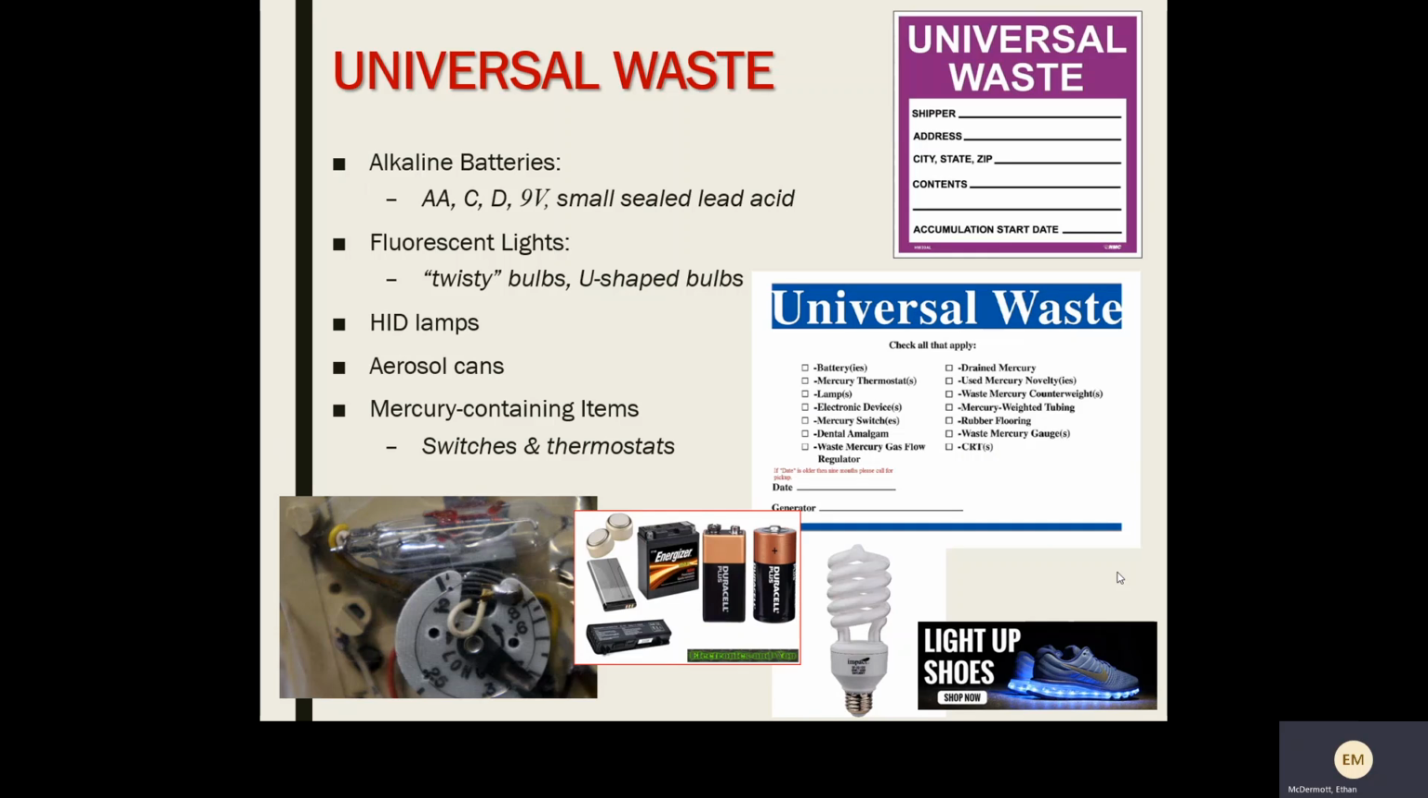Universal wastes are another classification of waste that have alternate labeling requirements. Universal wastes are wastes that almost all businesses will produce, and they are specifically defined in regulation. Examples of universal waste include your typical alkaline batteries, so think AA, AAA, C, or D, or the 9-volt batteries. Fluorescent lights, so think those twisty, energy efficient light bulbs that you'll see. Aerosol cans, and then some mercury containing items, such as mercury switches on old thermostats, for example.